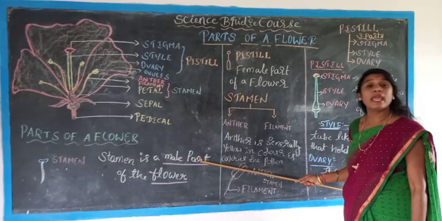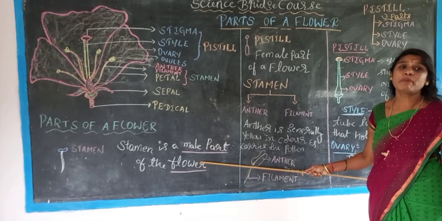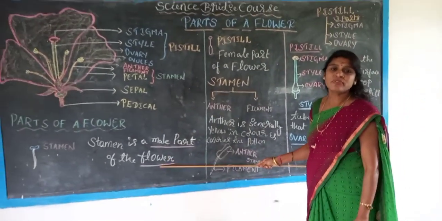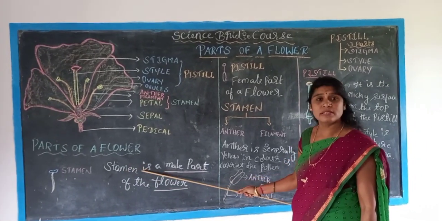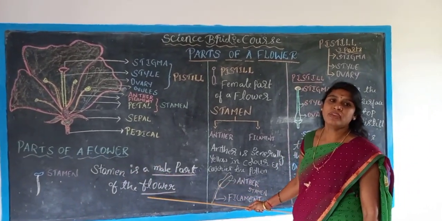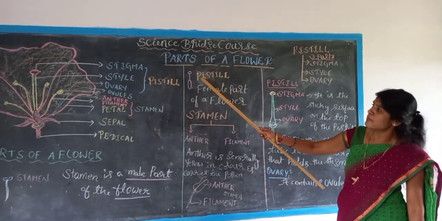What is this stamen? Stamen is the male part of the flower. Which is the male part of the flower? Anybody answer? Stamen is the male part of a flower. Okay, let's move on to the next part.